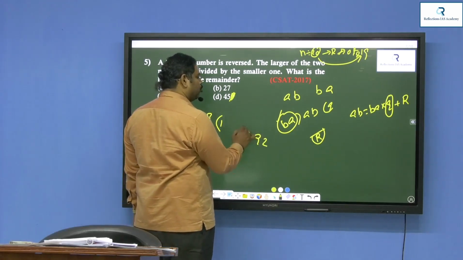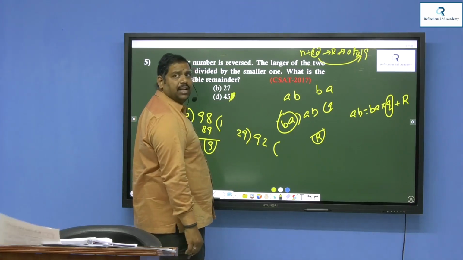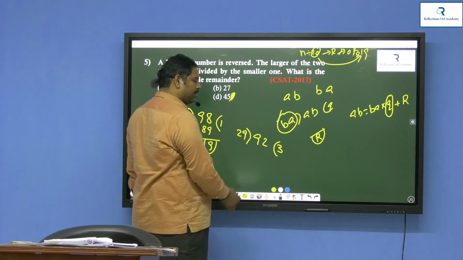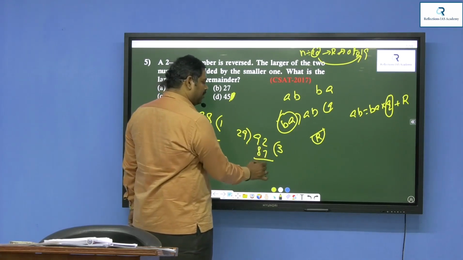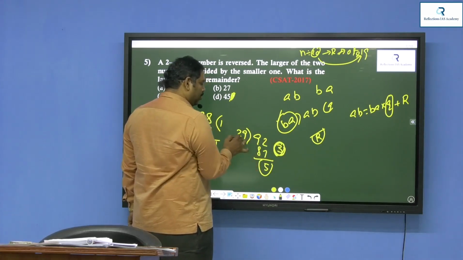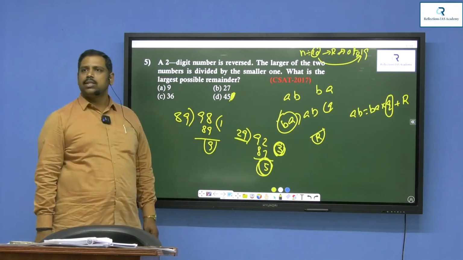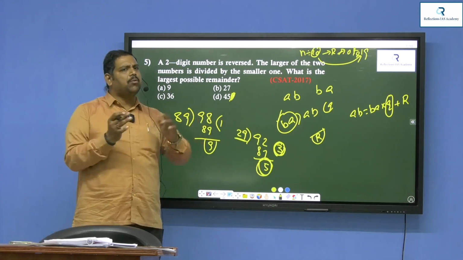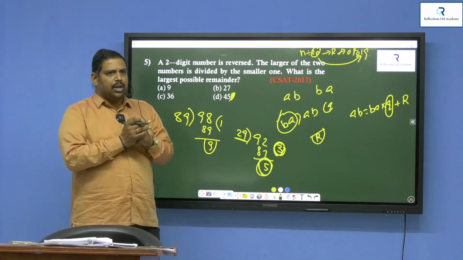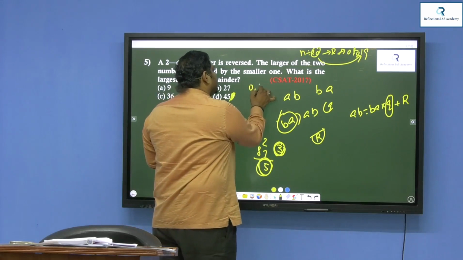Suppose if I take 92, the reverse is 29. 29 means how many times it is divisible? 3 times, 87. What's the remainder? 5. If you observe, as the quotient is increasing, the remainder will also reduce. So we should have maximum quotient or minimum quotient? Minimum quotient.